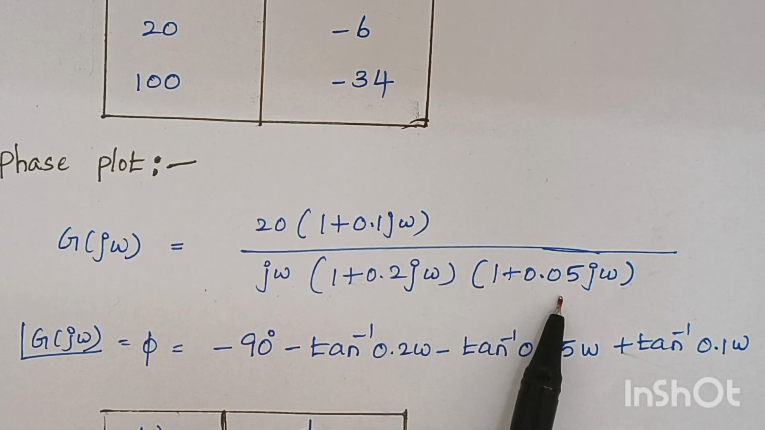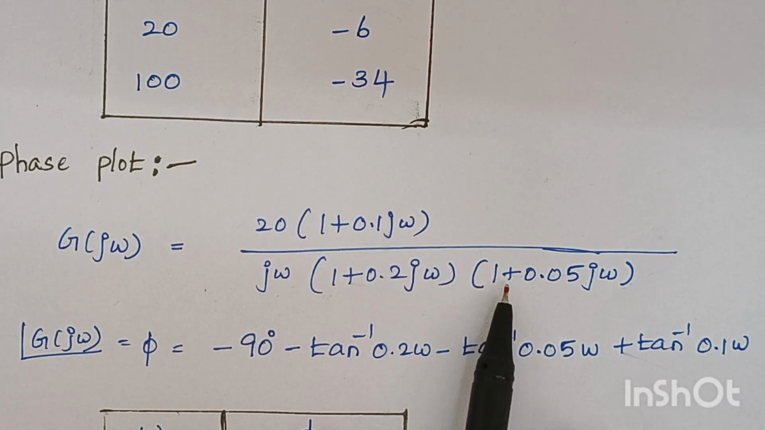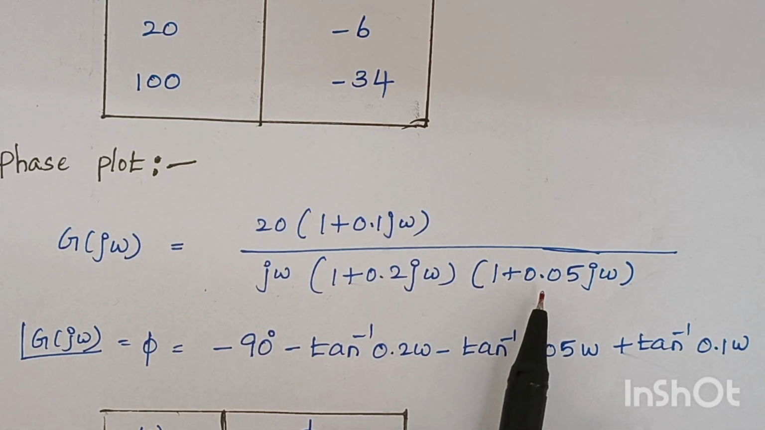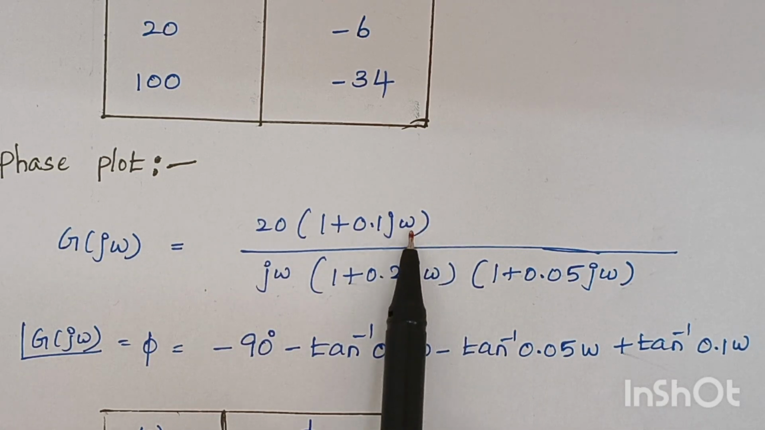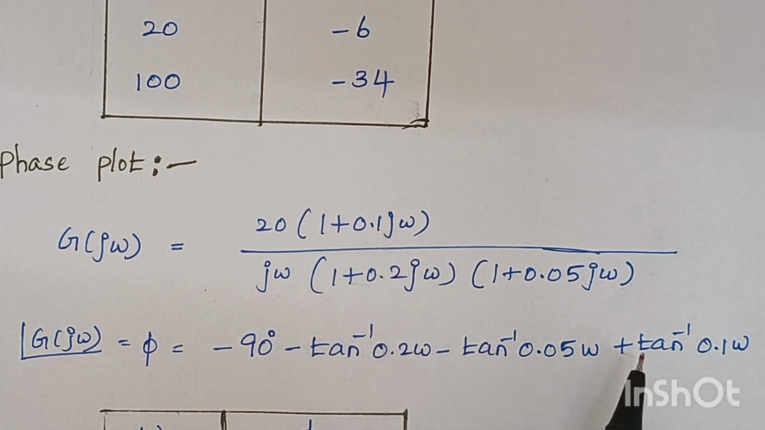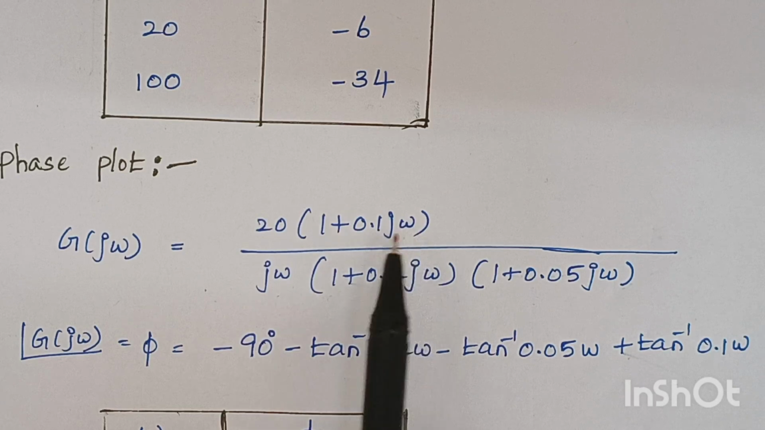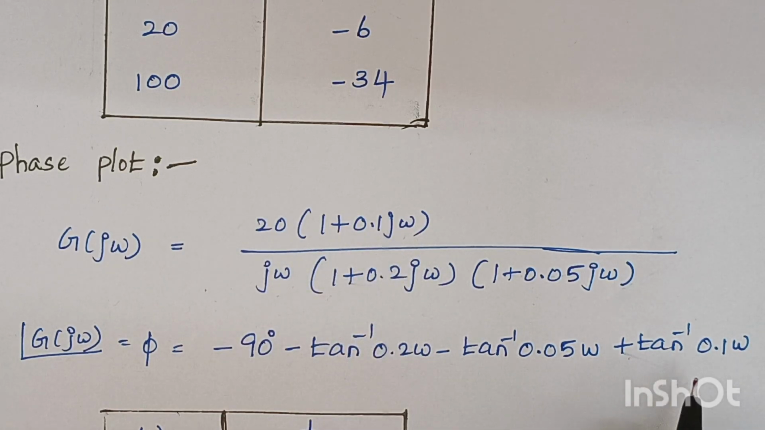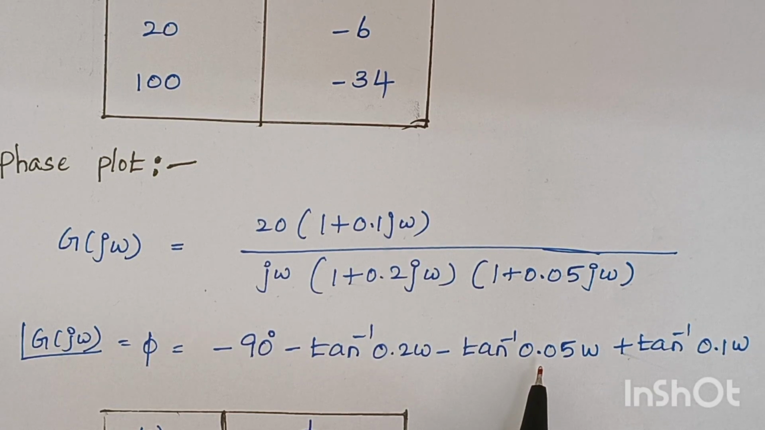Again when we move to the third term, the same thing: tan inverse of the imaginary coefficient 0.05 omega divided by the real term 1. Again this is a denominator term, so I am moving this to the numerator and I have included a minus sign. And we have one more term in the numerator, right? Since this lies in the numerator, I am having a plus sign. So tan inverse of the imaginary coefficient 0.1 omega divided by 1. So this is our expression for the given problem to find the different values of phase angles.